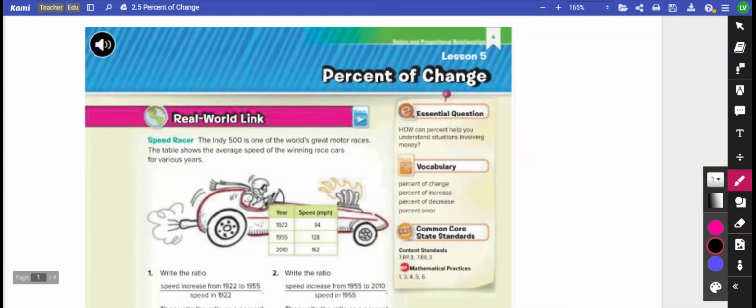Chapter 2, Lesson 5, Percent of Change. Essential question: How can percent help you understand situations involving money? Vocabulary: percent of change, percent of increase, percent of decrease, and percent error.